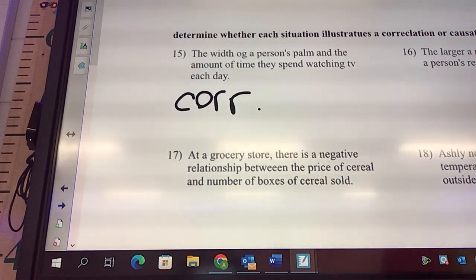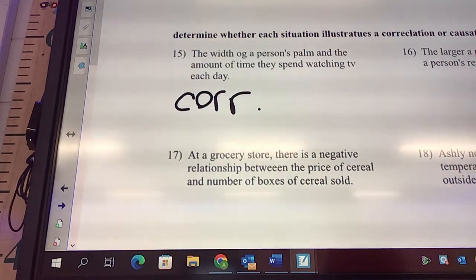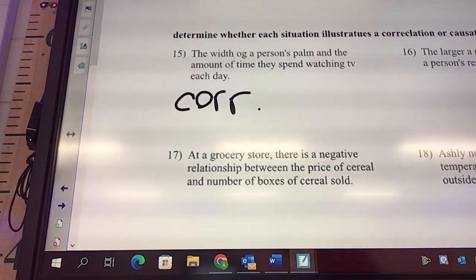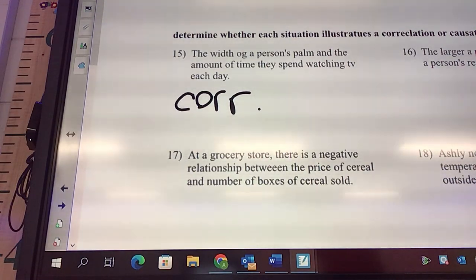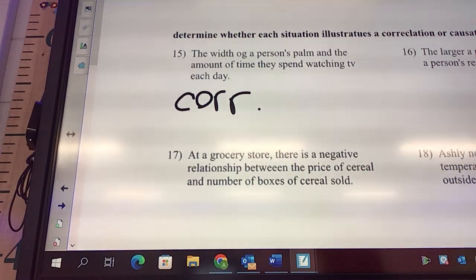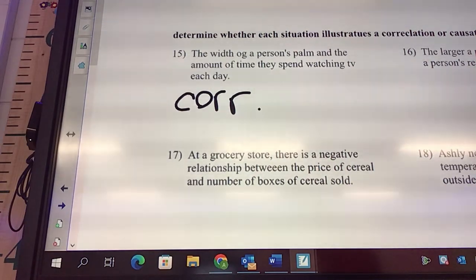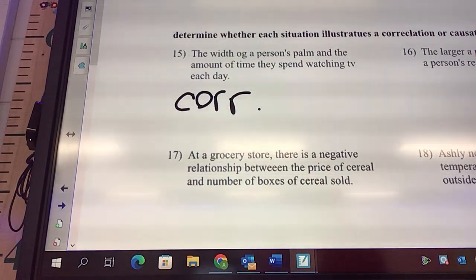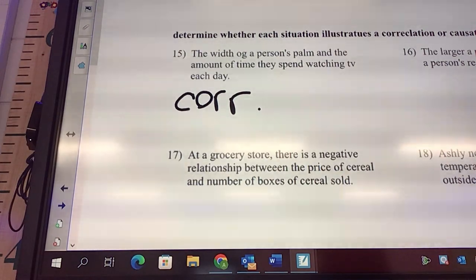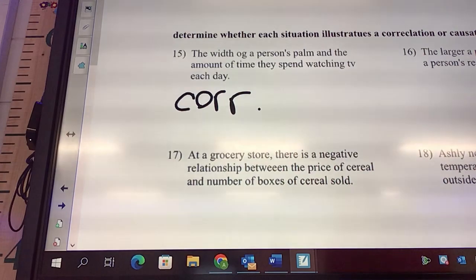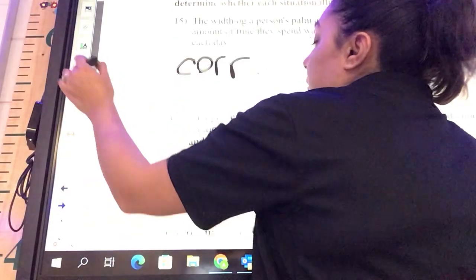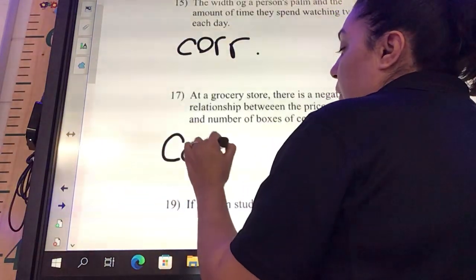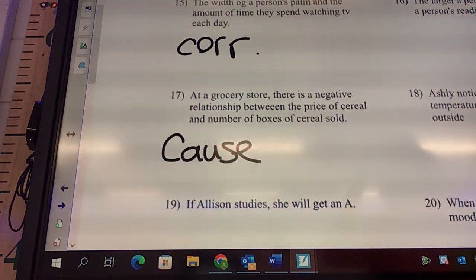Okay? At a grocery store, there is a negative relationship between the price of cereal and the number of boxes sold. Okay, take a second and think. Okay, so this one is going to be a causation. Okay, now let's think about it.